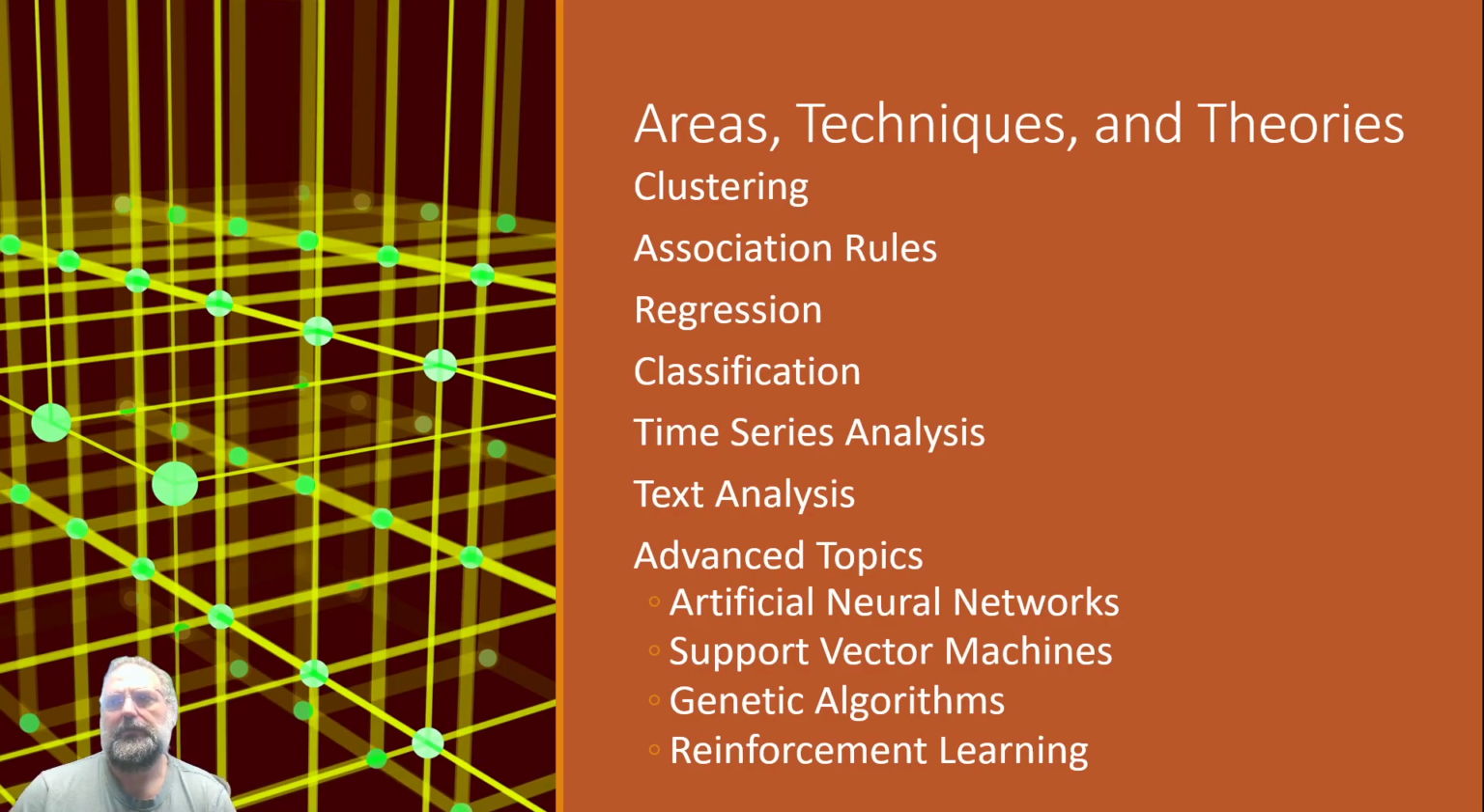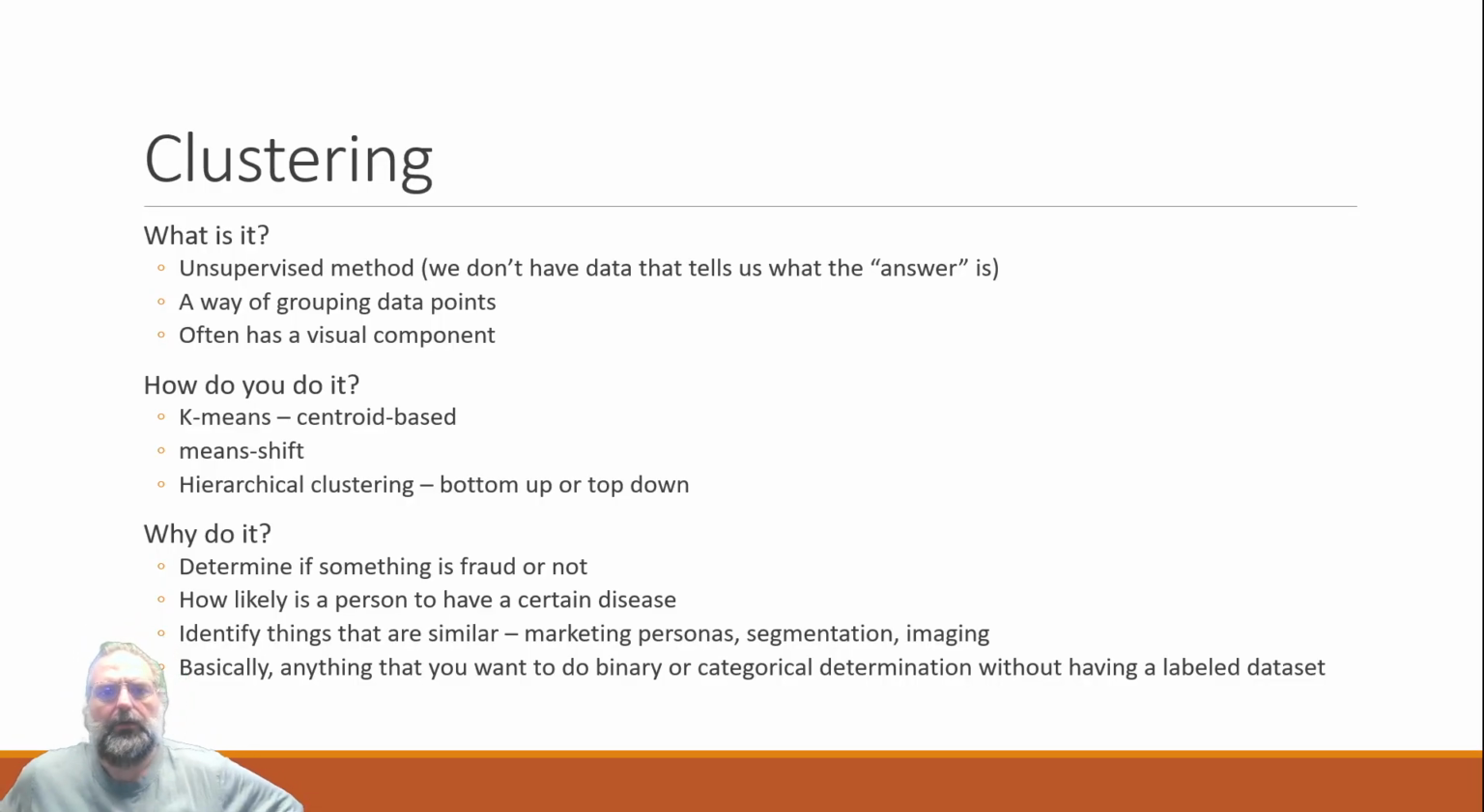In general, the areas and techniques and theories that are related to or part of data science are things like clustering, association, regression, classification, time series analysis, text analysis, and then some things that you lump into maybe a bucket of things like advanced topics, right? And in that bucket, you'd throw in things like artificial neural networks, support vector machines, genetic algorithms, and reinforcement learning. This isn't an exhaustive list, but it's not a bad one to go from.